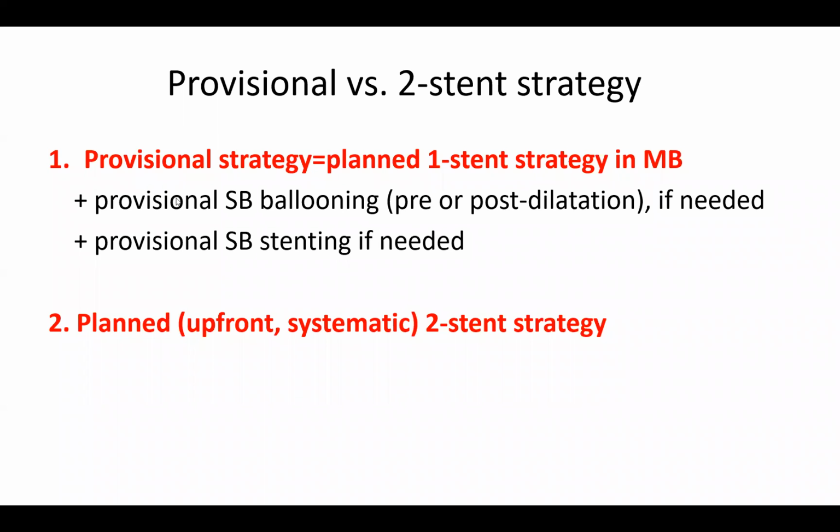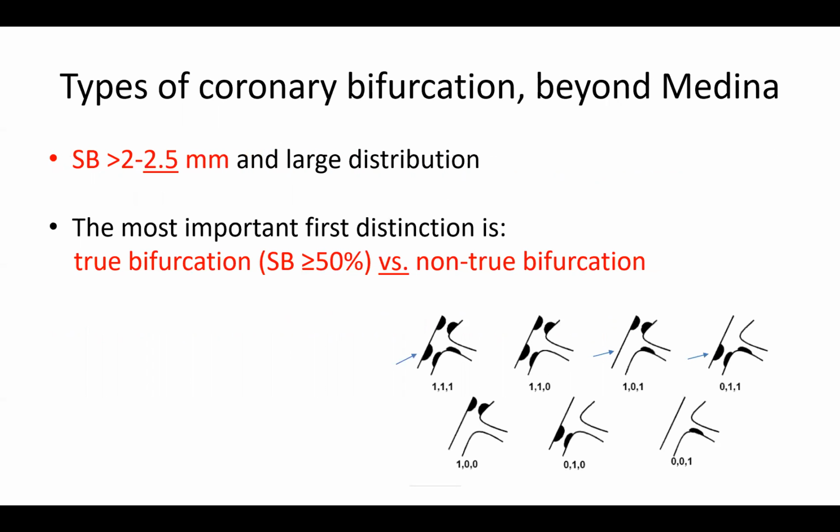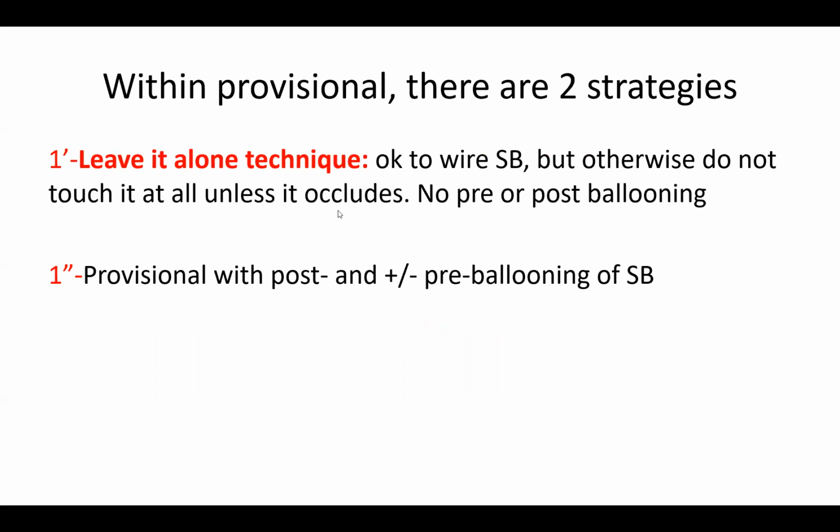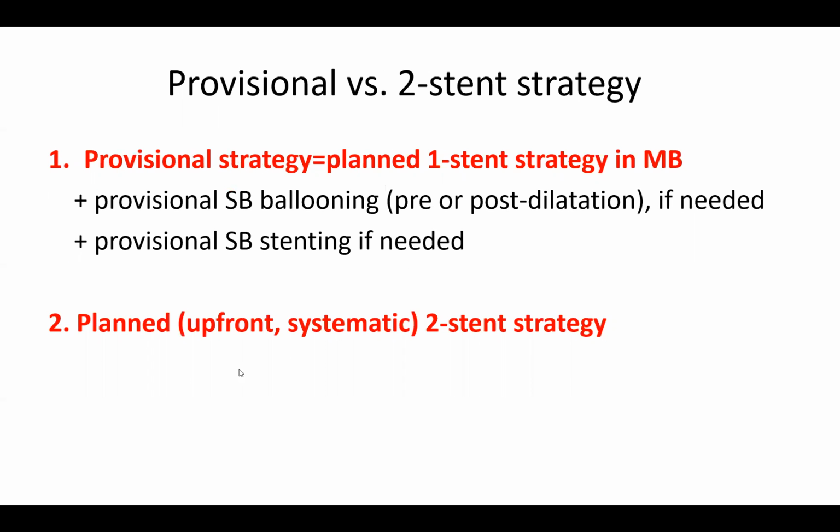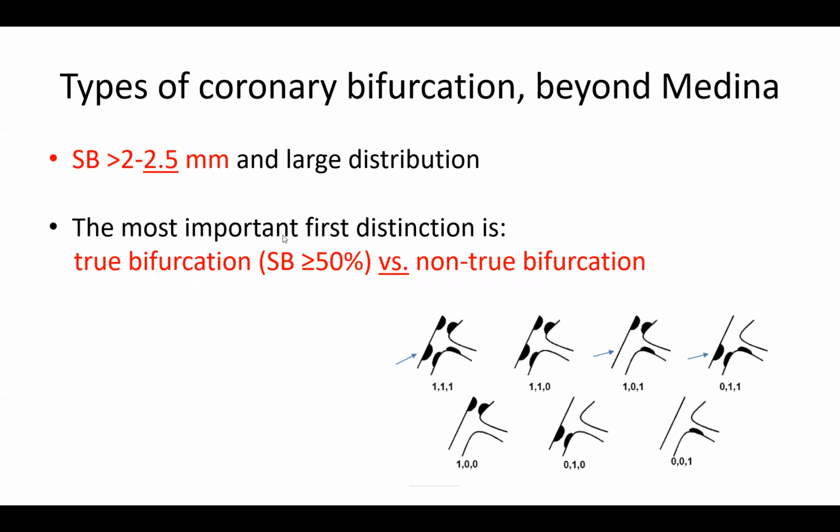Another thing I want to mention, when we talk about provisional strategy, about 15 to 20%, depending on the subtype of bifurcation, 15 to 20% may eventually require stenting, less so in the more benign subgroup, which I will discuss. So you can stent in the provisional strategy, you just don't plan it ahead up front. So in order to decide which one of those three strategies you will pick, you have to decide what type of bifurcation you have beyond the Medina classification.